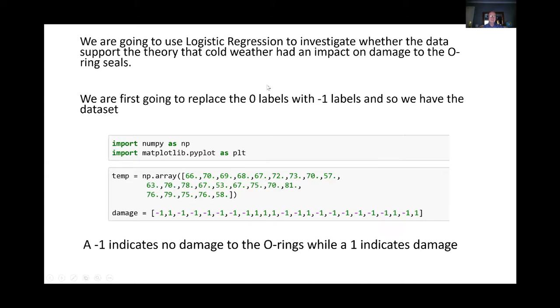So let's see if we can analyze these data here. Let's try to make a model. Again, we have the temperatures. These are our data vectors. I'm going to turn the zeros into -1, the same as we did before. So -1 means there's no damage, and +1 means damage. This is our data set: we have the data vectors, and we have the labels.